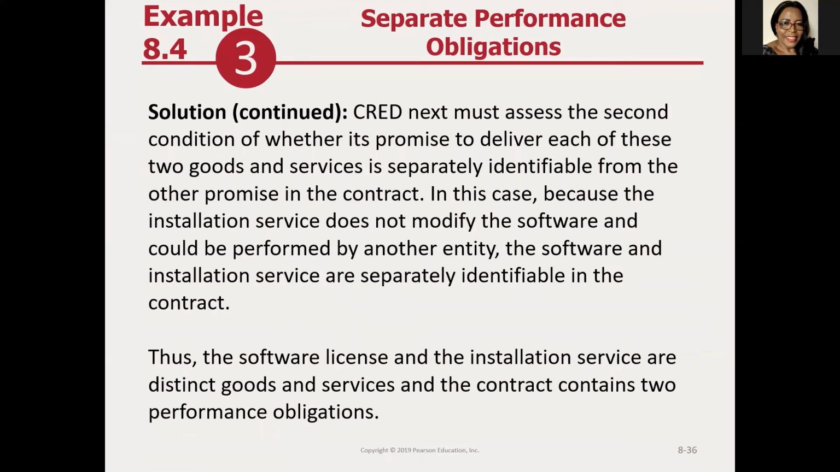In this case, because the installation service does not modify the software and could be performed by another entity, the software and installation service are separately identifiable in the contract. So the software license and the installation service are distinct goods and services, and the contract contains two performance obligations.